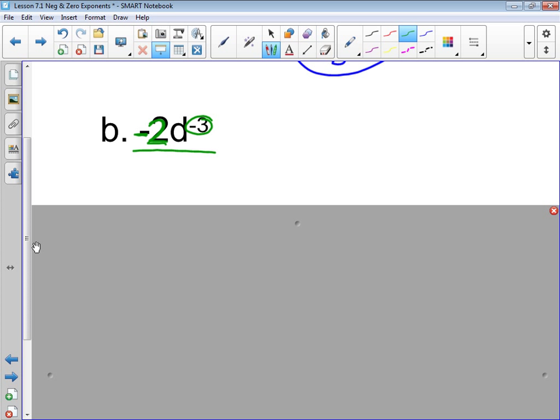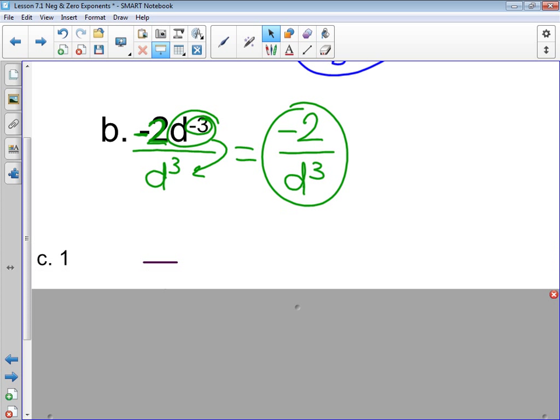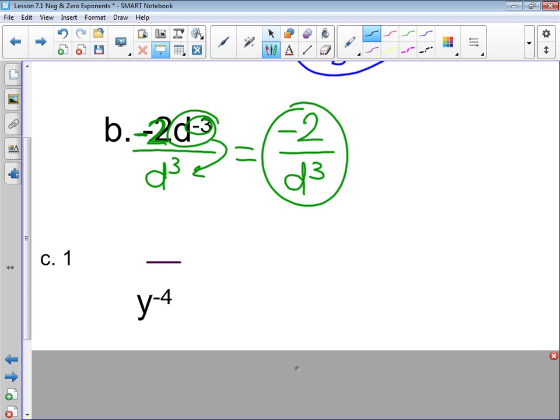So in this problem, d to the negative third is the only thing that has a negative exponent, so I'm going to take that and move it down and make it d to the positive third. So what's left is negative 2 on the top, d to the third on the bottom. Looks like that one got a little messed up. This should say 1 over y to the negative fourth.